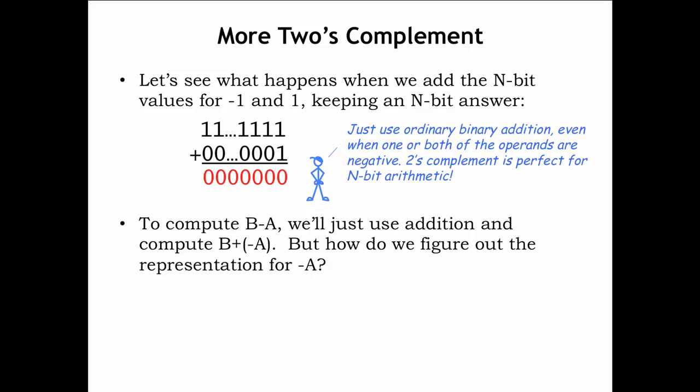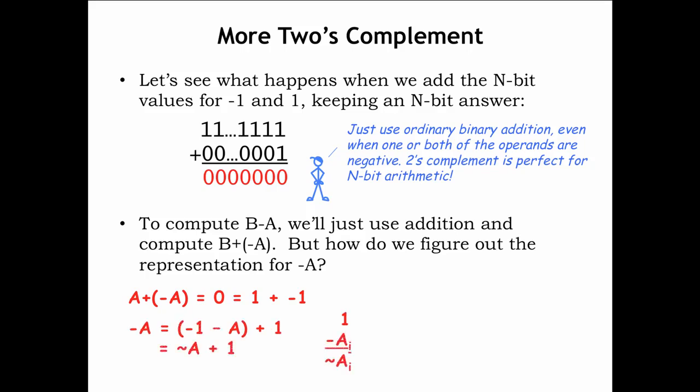To compute b minus a, we can just use addition and compute b plus negative a. So now we just need to figure out the 2's complement representation for negative a, given the 2's complement representation for a. Well, we know that a plus negative a equals 0, and using the example above, we can rewrite 0 as 1 plus negative 1. Reorganizing terms, we see that negative a equals 1 plus the quantity negative 1 minus a. As we saw above, the 2's complement representation for negative 1 is all 1 bits, so we can write that subtraction as all 1s minus the individual bits of a sub 0, a sub 1, up to a sub n minus 1.